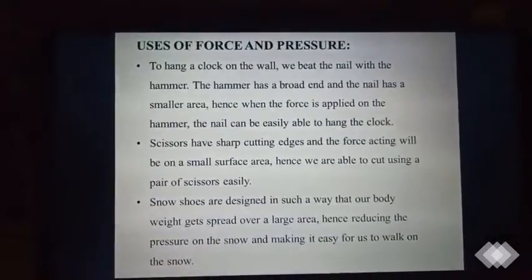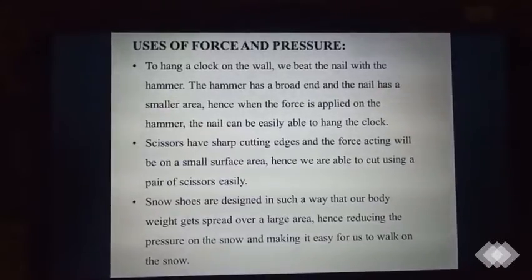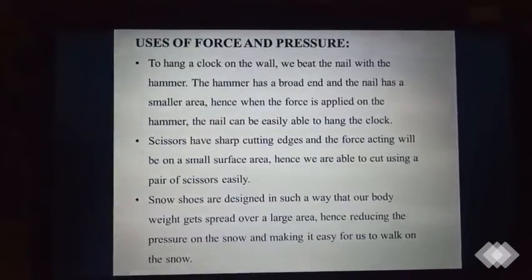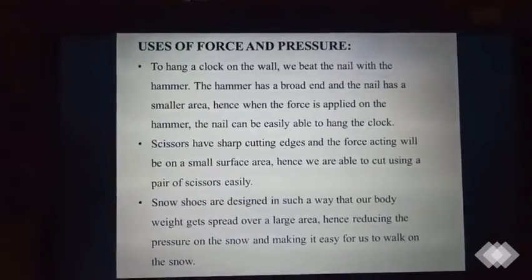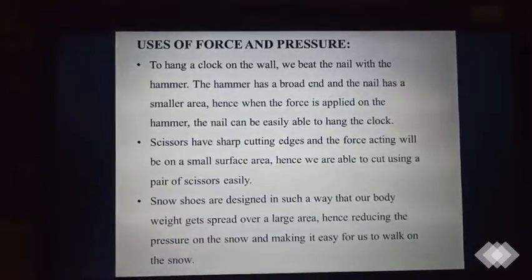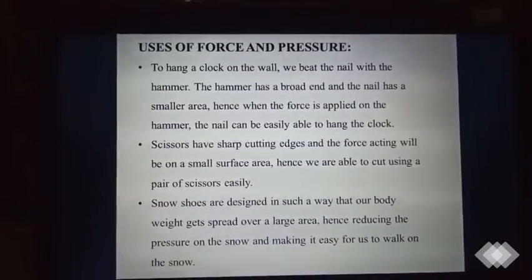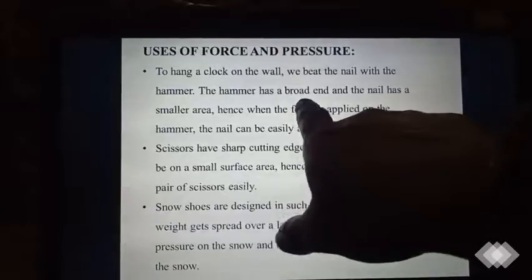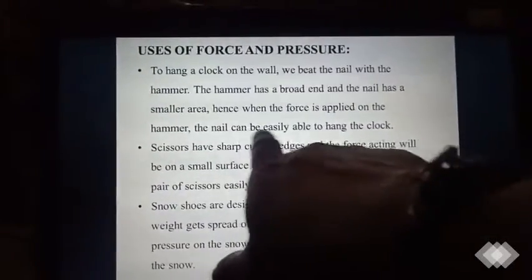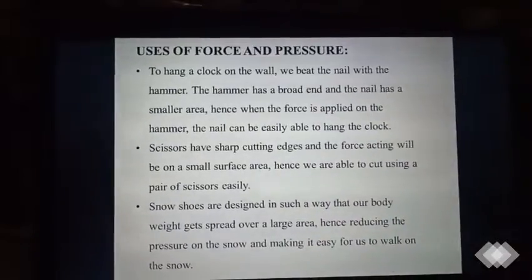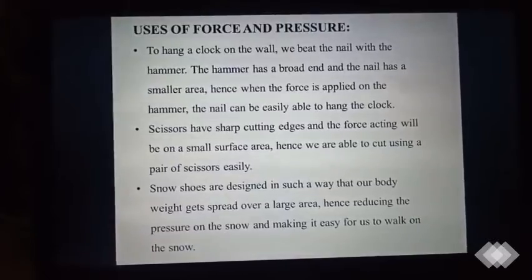And again, these are some of the uses of force and pressure. To hang a clock on the wall, what do you have to do? You have to beat the nail with the hammer. So the nail will have a pointed area. That means it has less area, so that the pressure will be more. The hammer has a broader end and the nail has a smaller area. Hence, when the force is applied, the nail easily goes in. We can easily hang the clock on the nail.